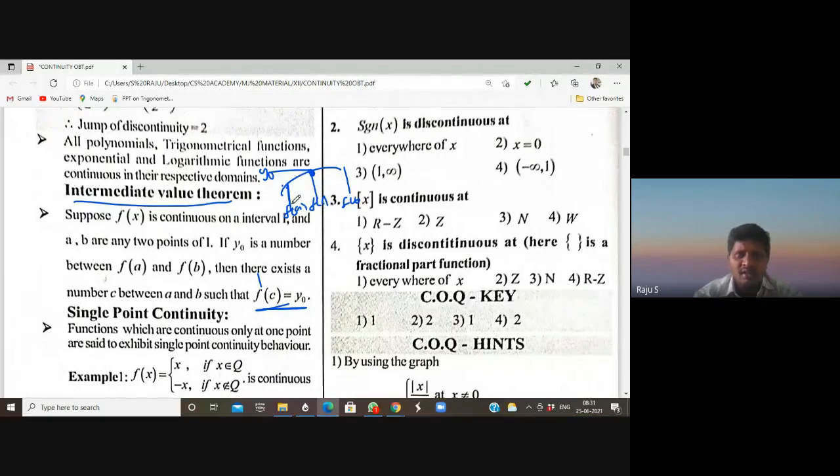If you take the interval, x-axis, y-axis, this is a and this is b. Between this interval, there exists a point c like this, and it is continuous at that point. Then this is called the intermediate value theorem.